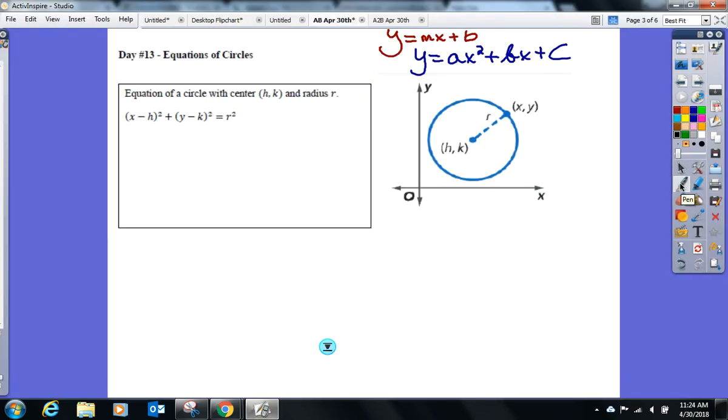Okay. Here you go, the equation of a circle. Stop at any time and ask any questions. The equation of a circle.